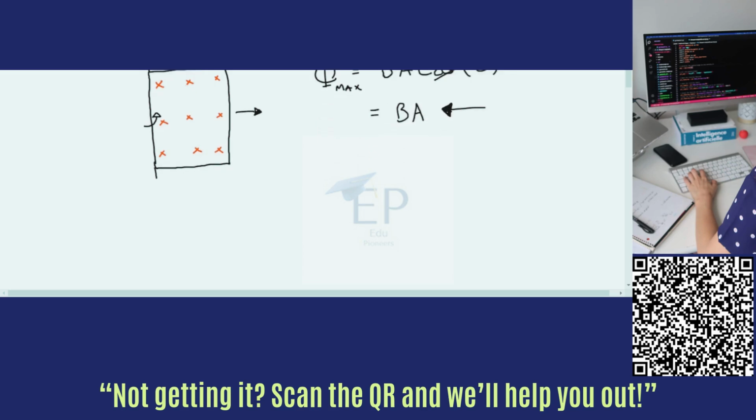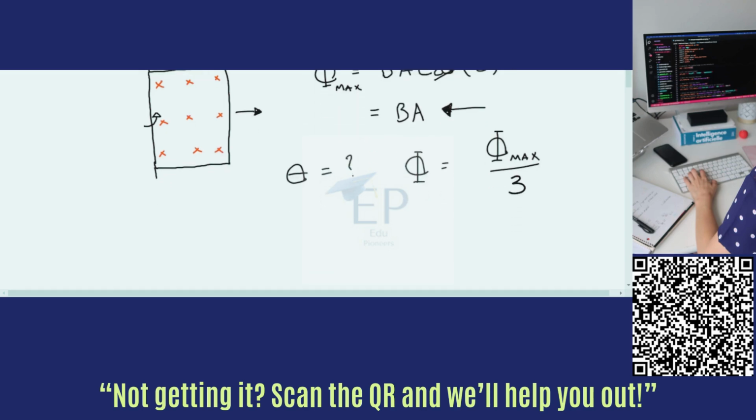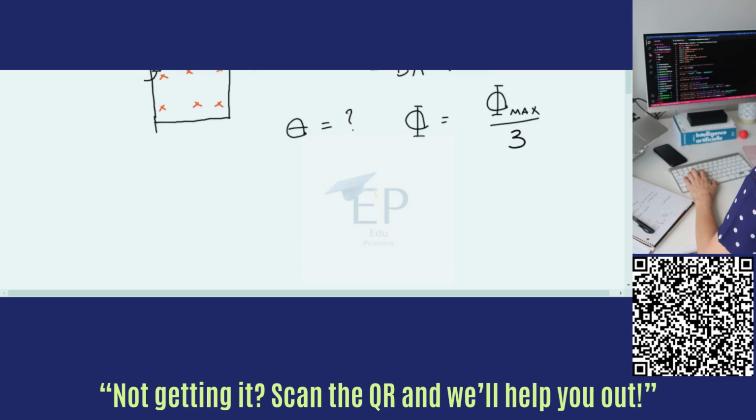So now, what we want to determine is what is theta when capital Phi is equal to 1/3 of the maximum. So the max over 3. So we have our expression for the maximum now, right? It's just B times A. And again, we know the magnetic flux is just BA cosine theta. So let's just plug those in on both sides.